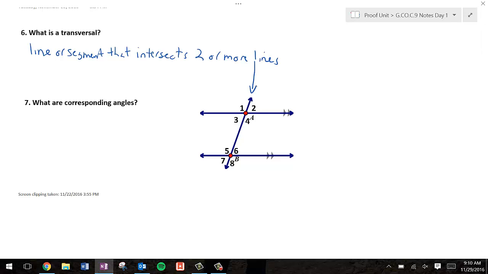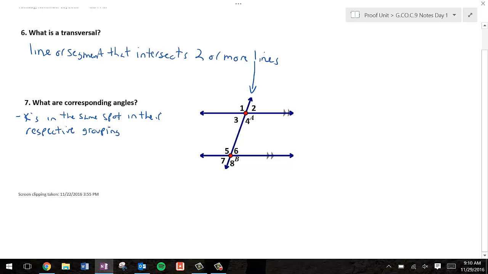Okay, the first one we're going to look at are called corresponding angles. So corresponding angles are angles in the same spot in their respective grouping. So for instance, we've got up here in blue, this top 4 group, and then in green, we've got this bottom 4 group. So all of our corresponding angles are in the same spot, top left, top right, bottom right, in their corresponding group.